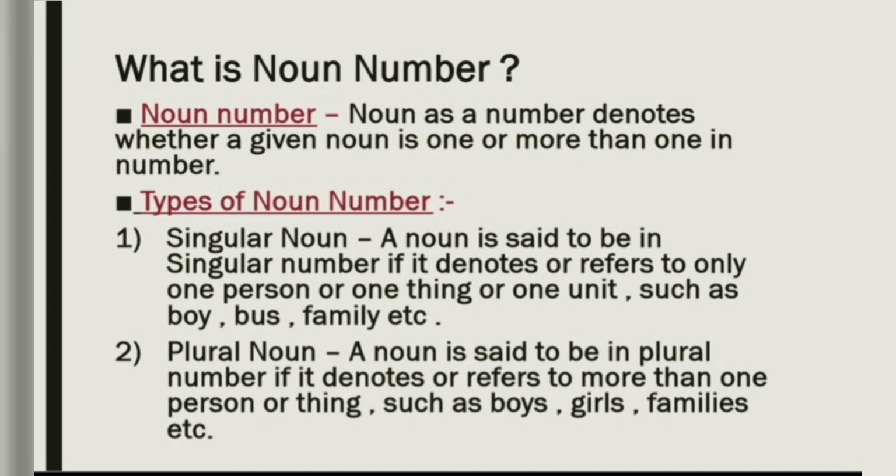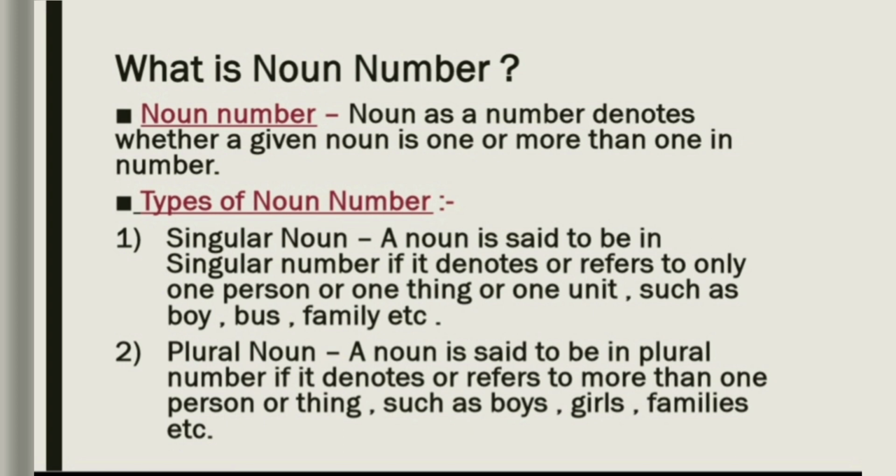When we talk about noun number, what do we actually mean? Noun number is a number that denotes whether a given noun is one or more than one. So it tells us about the quantity of a noun, okay? For example, if I say 3 boys, this will be an adjective, but if I say boys, you know that it's already plural, but you don't know the exact number. So you know whether a given noun by itself is a singular one or a plural one, that is, it is one or it's more than one.